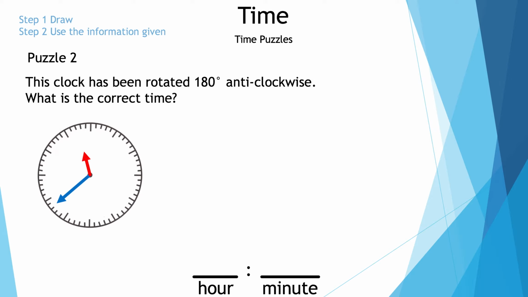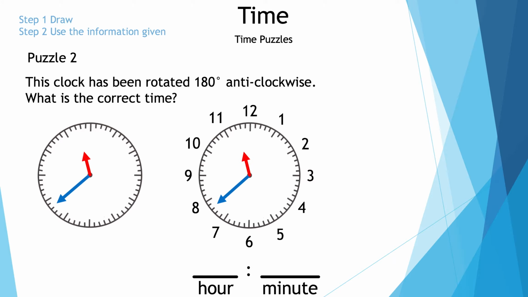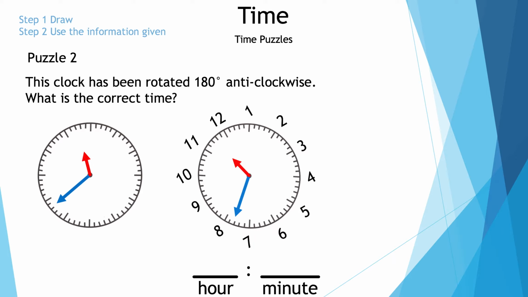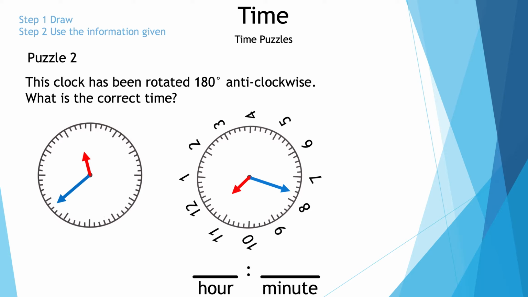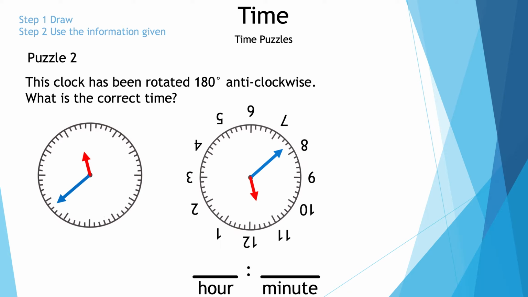Now let's take a look at puzzle 2. This clock has been rotated 180 degrees anti-clockwise. What is the correct time? So this is once again referring back to what I was saying: draw the hours on the clock, and then you can rotate it to see where things are. As you can see, this isn't the correct time because it has already been rotated. So let's finish the rotation to get to 360 degrees so that it goes back to its original location, or in essence, returns the way it came.